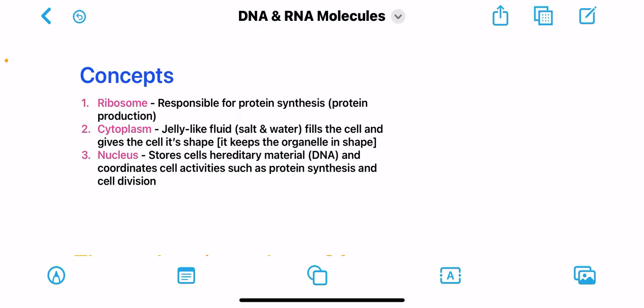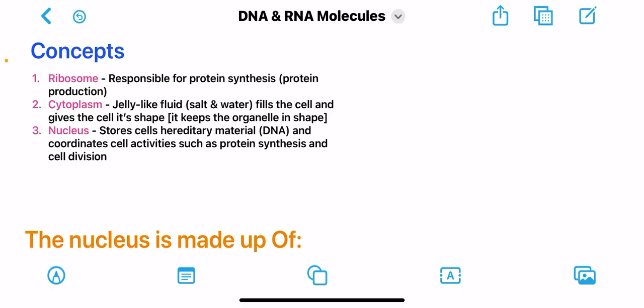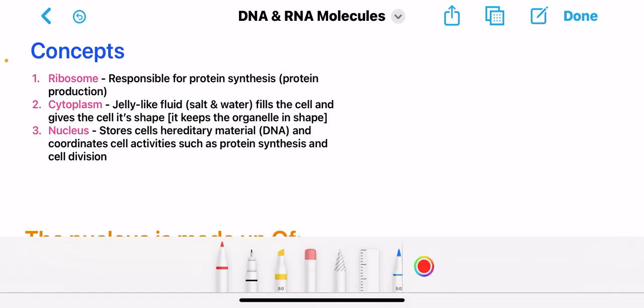Now we have the cytoplasm, a jelly-like fluid, which is a composition of salt and water, and fills the cell and gives the cell its shape. It keeps the organelles in shape. We know we have the organelles.